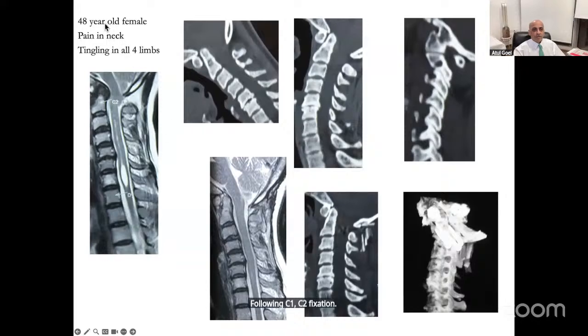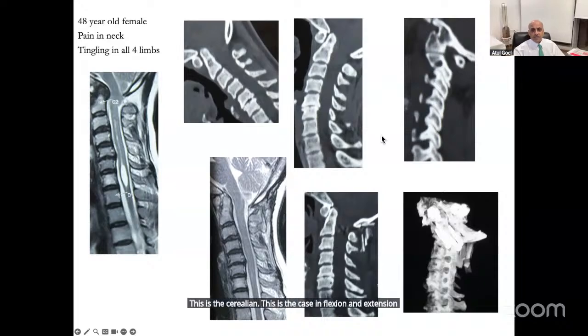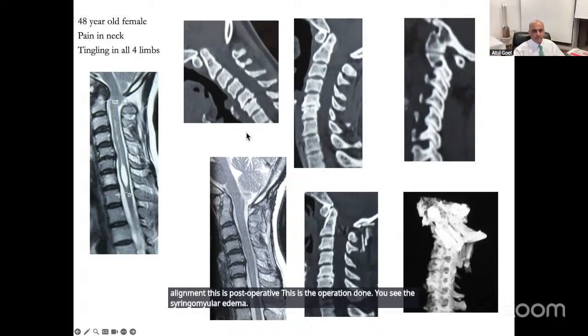This is a case of a 48-year-old female, pain in the neck and tingling in the hands. This is the syringomyelia. This is the case, in flexion and extension. Facets are in alignment. This is post-operative. This is the operation done. You see the syringomyelia reduced. The patient gets a new life.